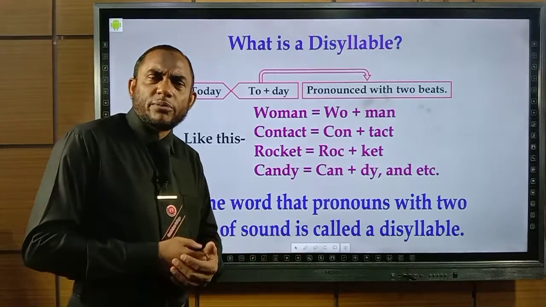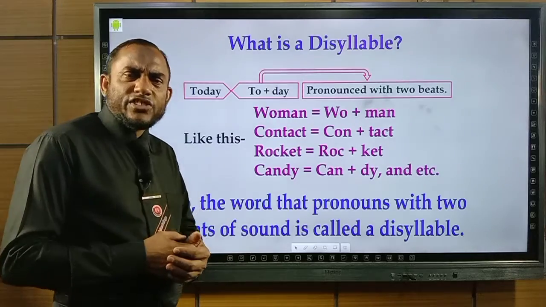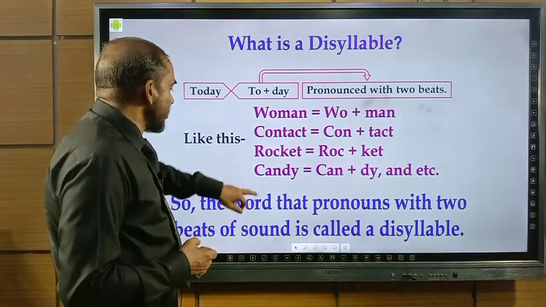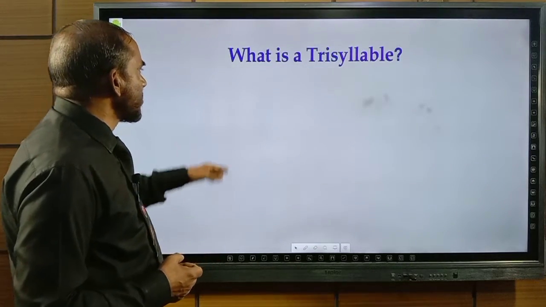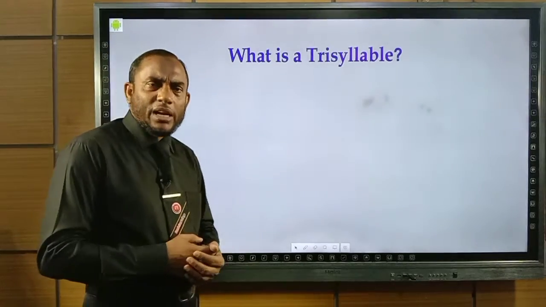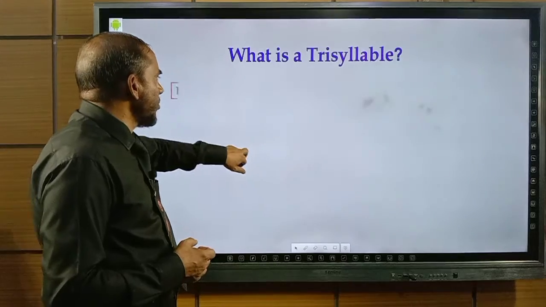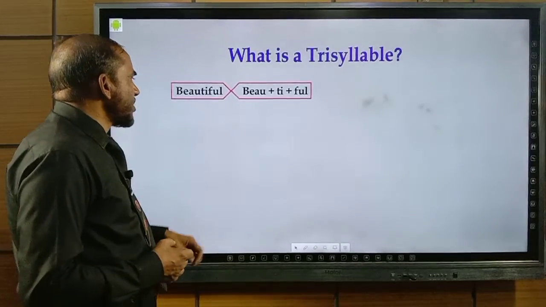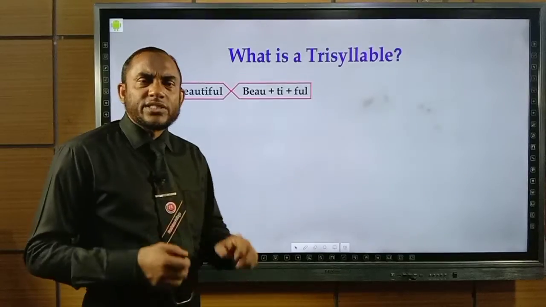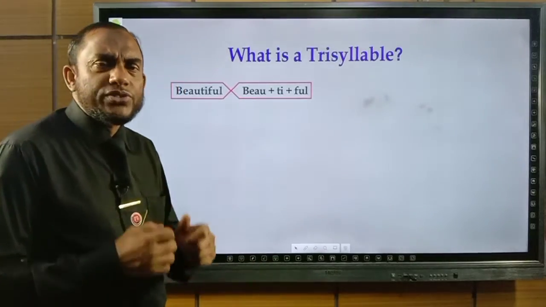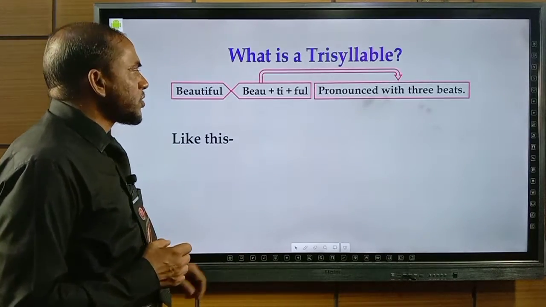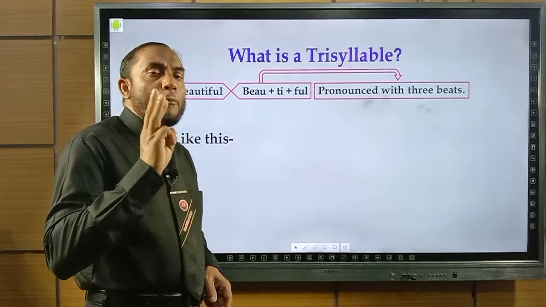What is the definition of disyllables? We have already achieved that definition of a disyllable. Dear students, now let's advance. What is a trisyllable? This is another question to you, and follow, dear students. Beautiful. If we analyze it, beau plus T plus full equals beautiful. Okay, dear students, this word is pronounced with 3 bits.